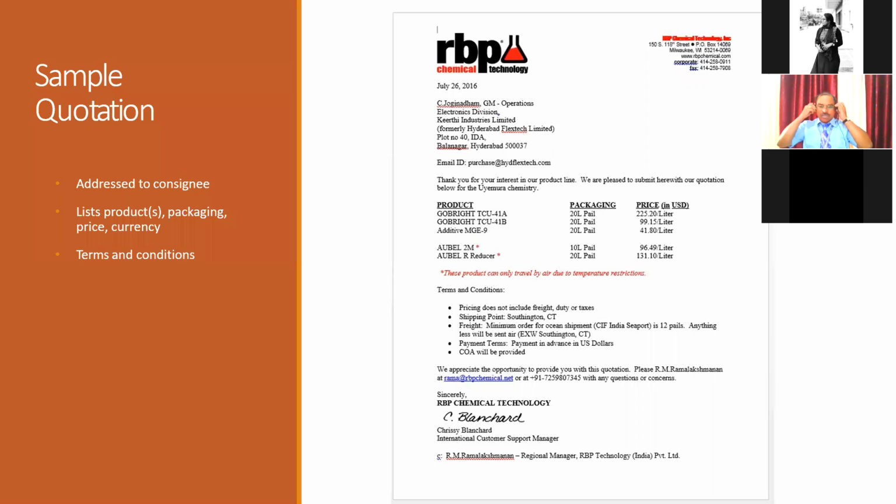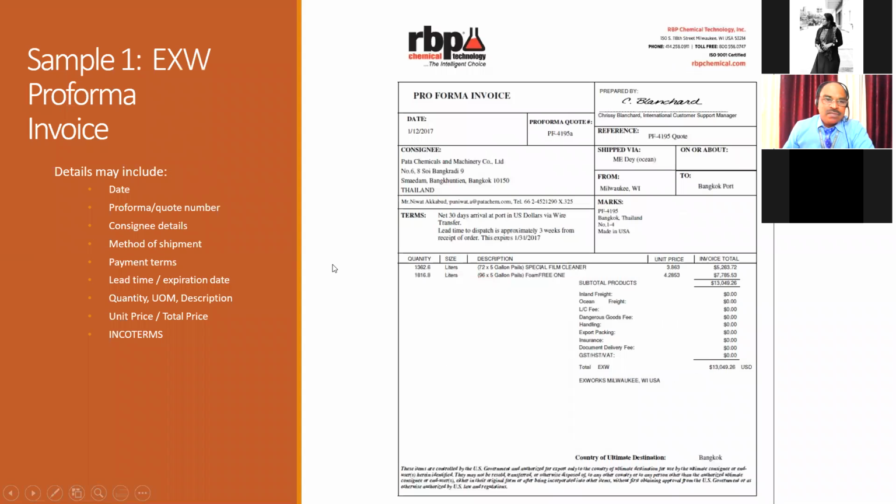This is the sample quotation. We have already discussed the sample quotation, how it looks. Here is an example. The goods are being sent to Hyderabad from RPG Chemical Technology. See that one. This is the pro forma invoice in which the consignee is located in Thailand. Here you can see they may charge some fees for letters of credit, GST, but here it is mentioned as 0 because it is located in the free trade zone.